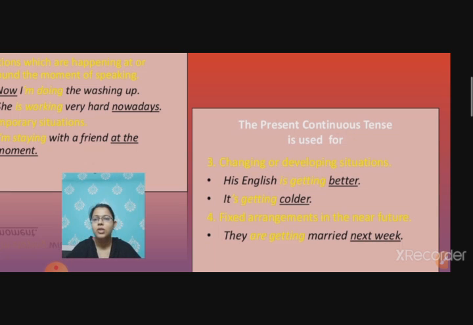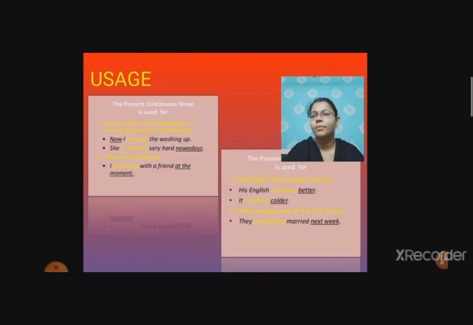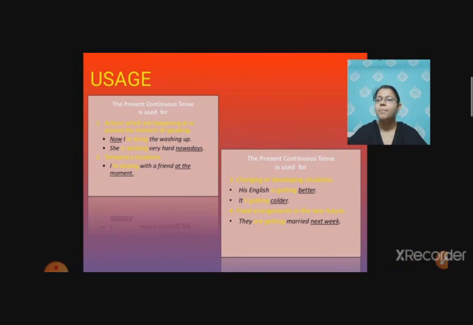So here you can see there are 4 situations where we use present continuous tense. The first thing is actions which are happening at or around the moment of speaking, or the actions which are carried out right now at this moment. Second one is temporary situations. That means something which is carried on for a temporary basis, not permanent basis. कुछ समय के लिए continue हो रहा है या होने वाला है. After that, it won't be continuing.